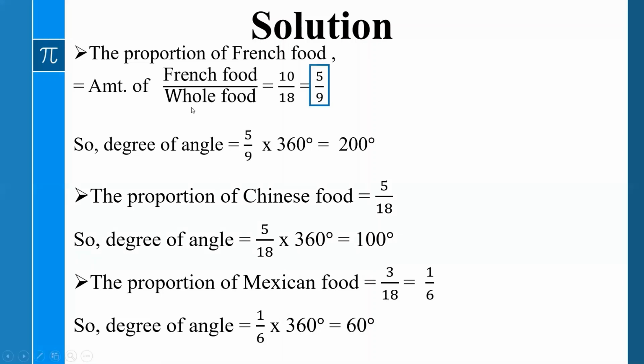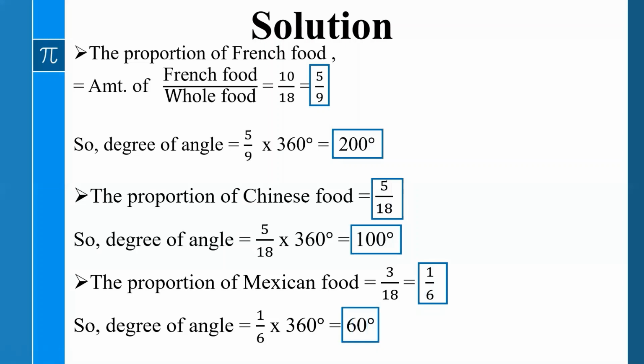So again, the proportion of French food is 5 upon 9 and the degree of angle for the same is 200. The proportion of Chinese food is 5 upon 18, and the degree of angle for the same is 100 degrees. And the proportion of Mexican food is 1 upon 6, and the degree of angle for the same is 60 degrees. Now, these 60 degrees, 100 degrees and 200 degrees we can represent in the pie chart.